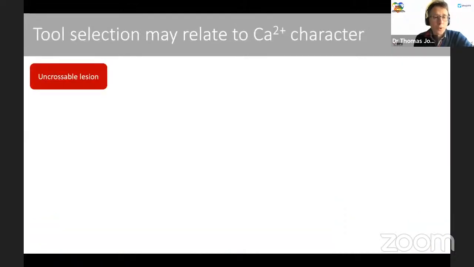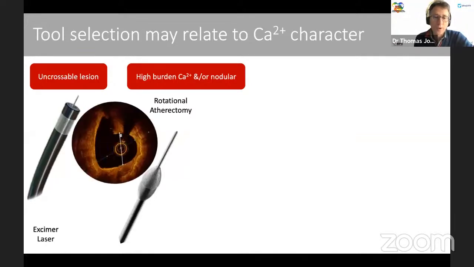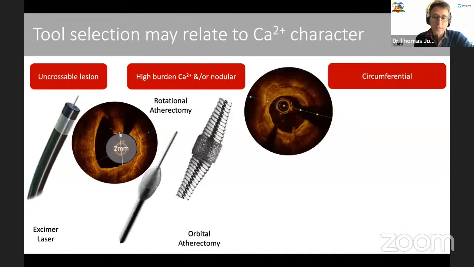If we think about tools in turn, I think they each have a key characteristic. If we're talking about an uncrossable lesion, then we may turn to laser, not a tool that we currently have in our toolkit, I must confess. If we're looking at high burden, or, as we heard earlier, nodular calcium, then we might be thinking about some form of debulking, either rotational atherectomy, where we see the coring out of a channel beautifully with imaging, or orbital atherectomy, where potentially we get a sanding effect, and they would argue also a fracturing effect from reverberation of the device.